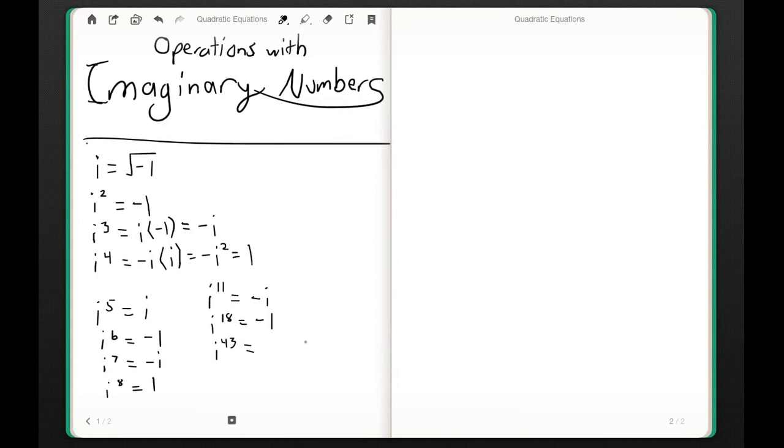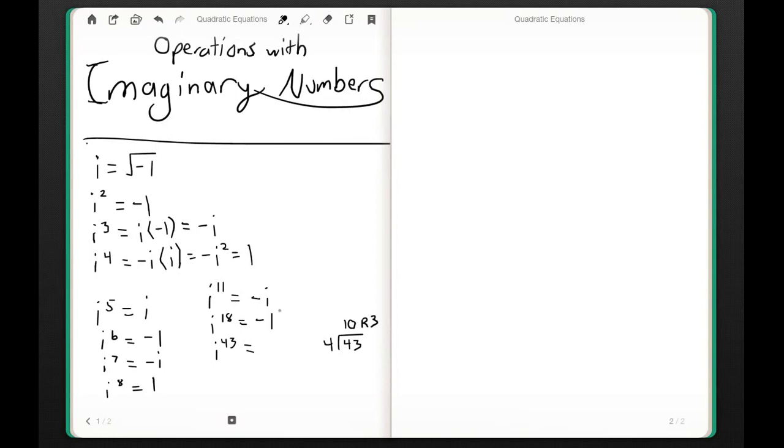We're going to do some division. Since the pattern repeats every 4 exponents, we're going to divide 43 by 4. And this is going to show us the number of times that the pattern repeats, because we are going through 43 exponents, and it repeats every 4. So 43 divided by 4 is going to be 10, and we're going to use remainders here. So 10 remainder 3.